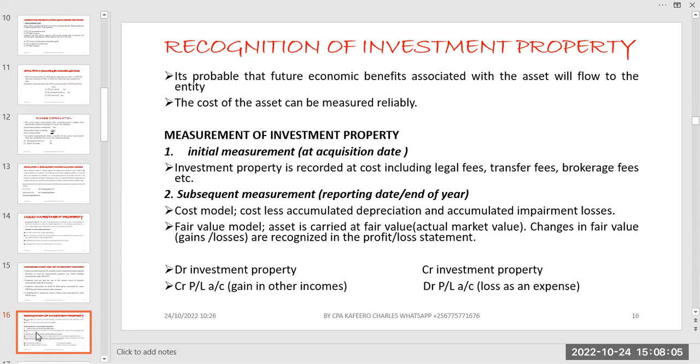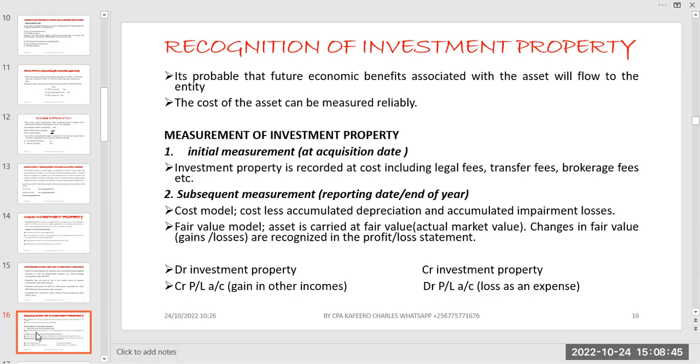And we say measurement, subsequent measurement. When we look at the subsequent measurement, we said that is at the reporting date or at the end of the year. Which figure are you going to carry to the balance sheet, or which figures are you going to take to other incomes, if they belong to the financial performance, this income statement? So that's basically what we are looking at.